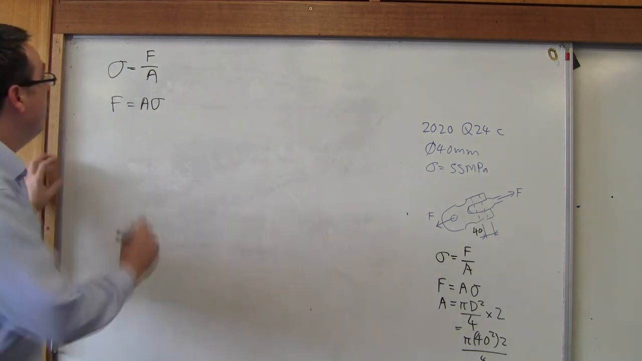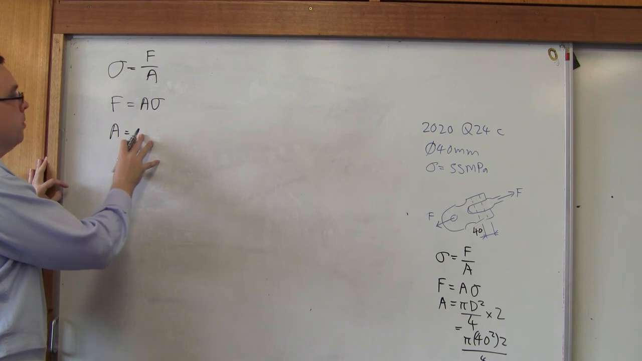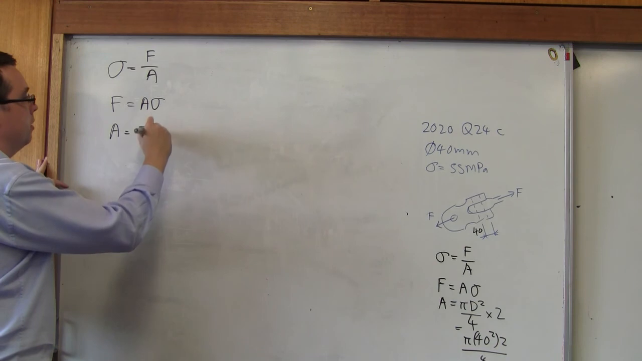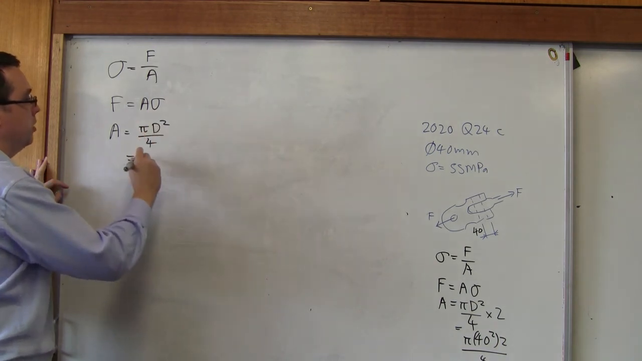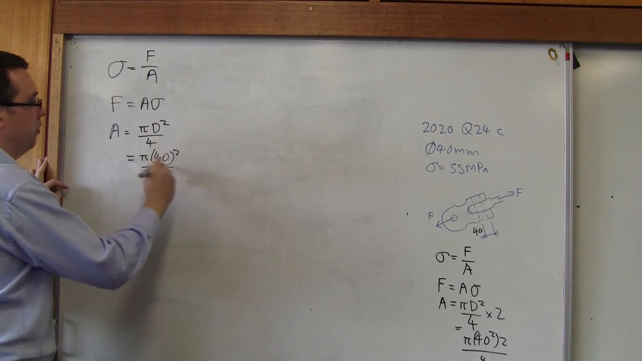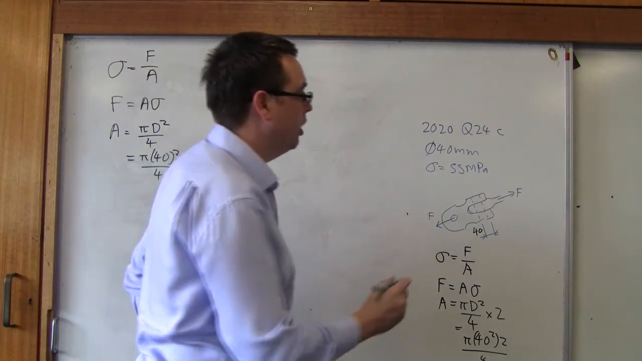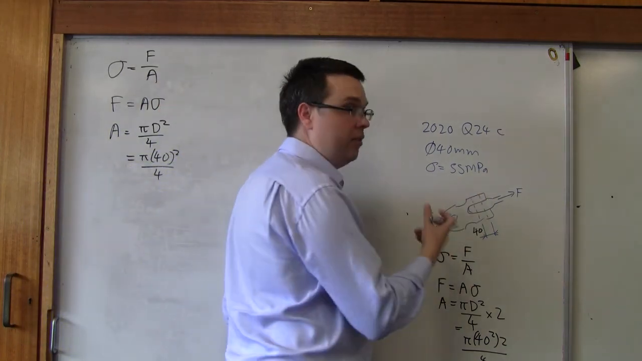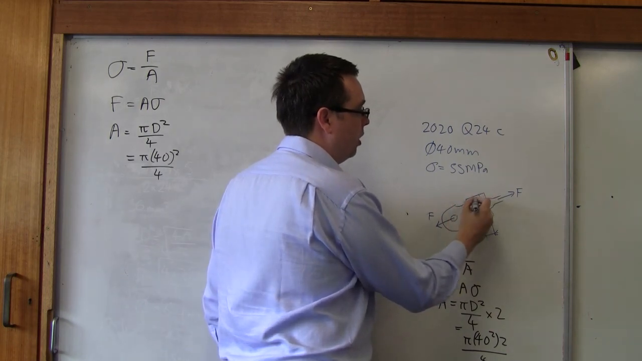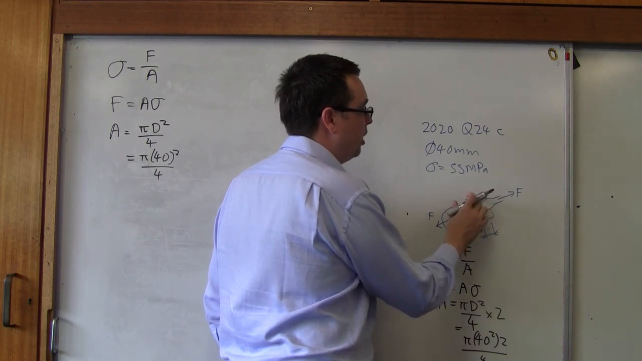So what we're going to need to know is the area. To find the area, we take the area of a circle, which is pi d squared on 4. And so we say pi times 40 squared on 4. Now the thing to remember though is, because this is in double shear, if we call this left and that right, we're going left, left, left, right, right, right, left, left, left. So we're changing directions twice.